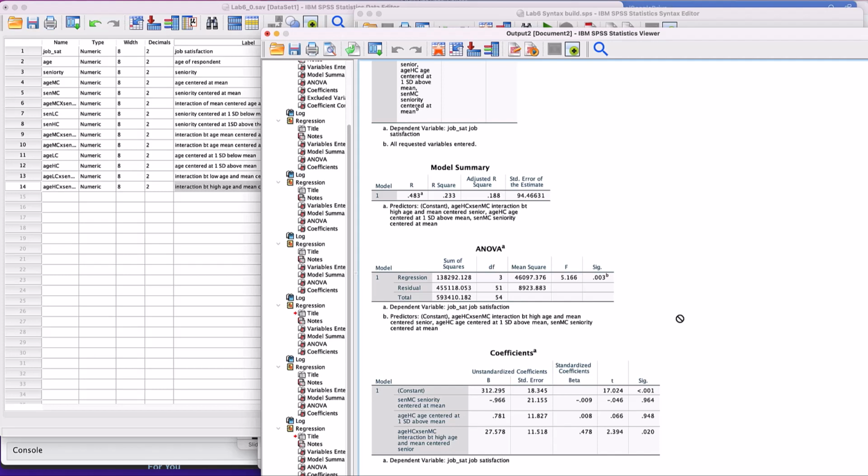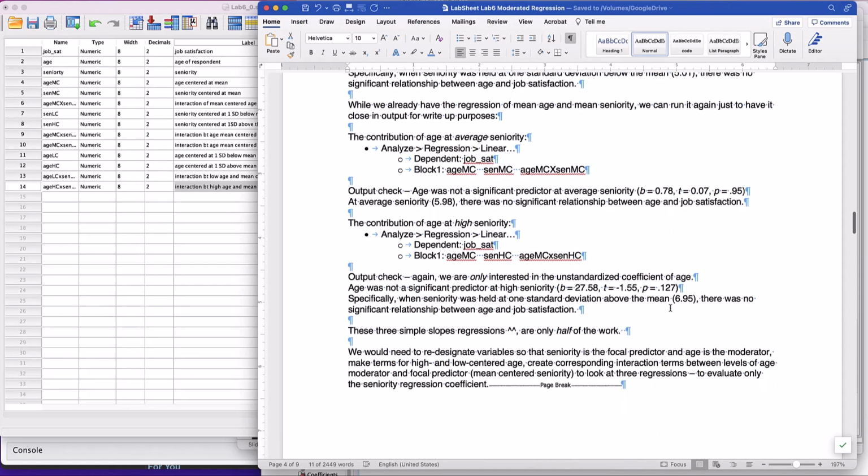And that's what you're looking at, is 3 points on the moderator. What is the change in relationship between the focal predictor and the outcome? So that's why you might want to write it down. When age is my focal, what are the 3 levels of seniority and how do they relate? How does age relate to job satisfaction at these 3 different levels of seniority? And then when we turned it around and seniority was the focal predictor, now I'm looking at the relationship between seniority and job sat for 3 different conditions of age. So let's go look at our option 2 now.